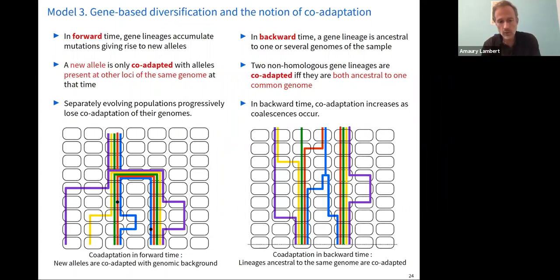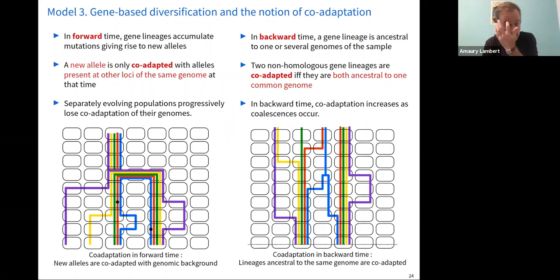And here, in addition to birth and death of populations and genomes, we have mutations. I don't know if you can see, the black dots embody mutations occurring on the lineages. And we assume the infinite many allele model that I introduced in the first lecture, meaning that every mutation gives rise to a new allele. And how do we keep the information about co-adaptation? We assume that a new allele arising in one genome, on one gene, is co-adapted with all the alleles that are present in that genome, but not with the alleles that are present in other genomes, okay?